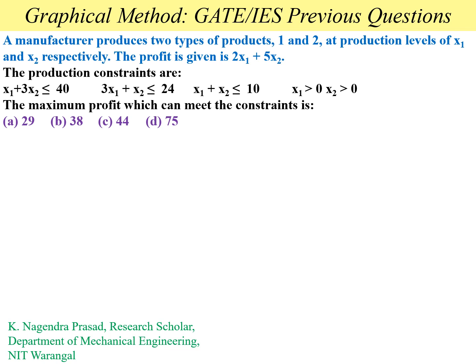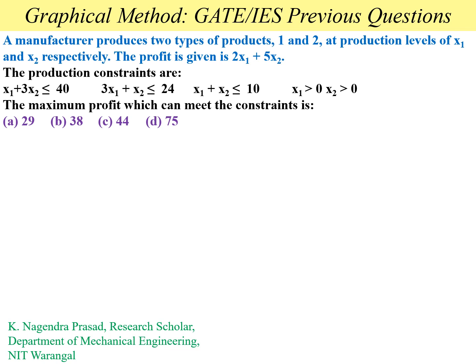The first problem: a manufacturer produces two types of products, 1 and 2, with production levels of x1 and x2. The profit is given as 2x1 plus 5x2. The production constraints are x1 plus 3x2 less than or equal to 40, 3x1 plus x2 less than or equal to 24, and x1 plus x2 less than or equal to 10. We have to find the maximum profit which can meet the constraints.